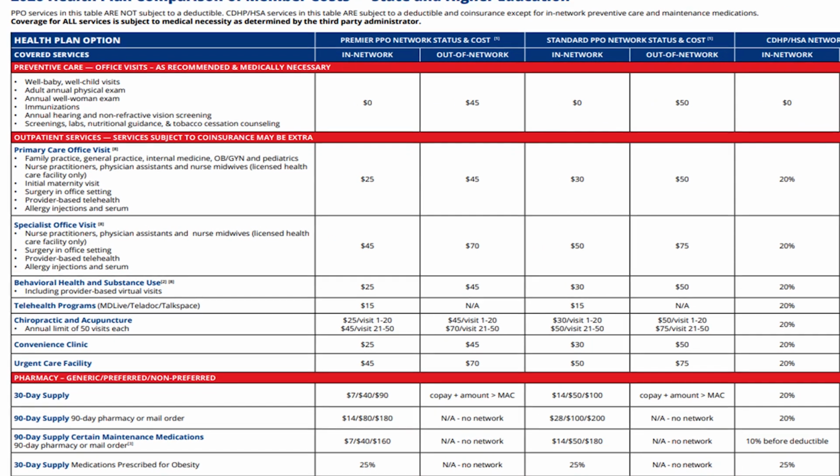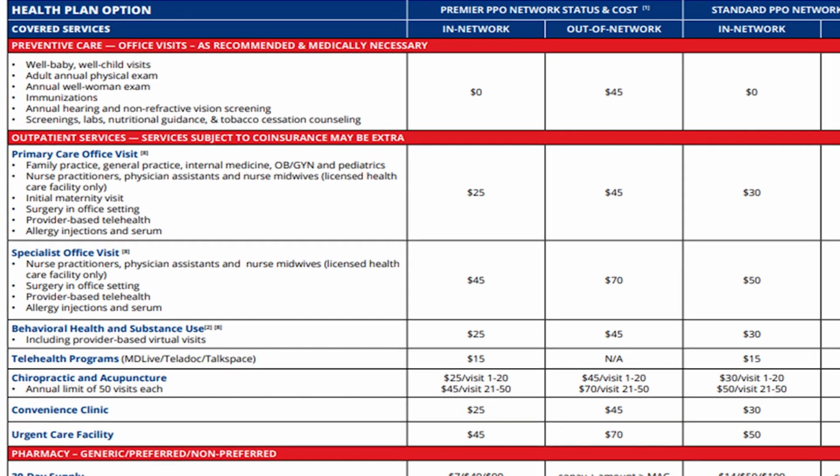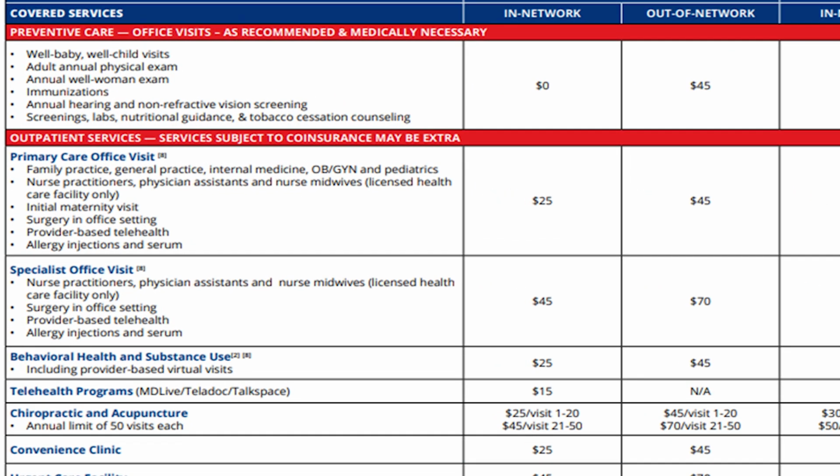Remember, you have a $0 cost share for in-network preventive services like physicals, screenings, mammograms, immunizations, and annual well woman visits when those are billed as preventive care, no matter which plan option you choose.